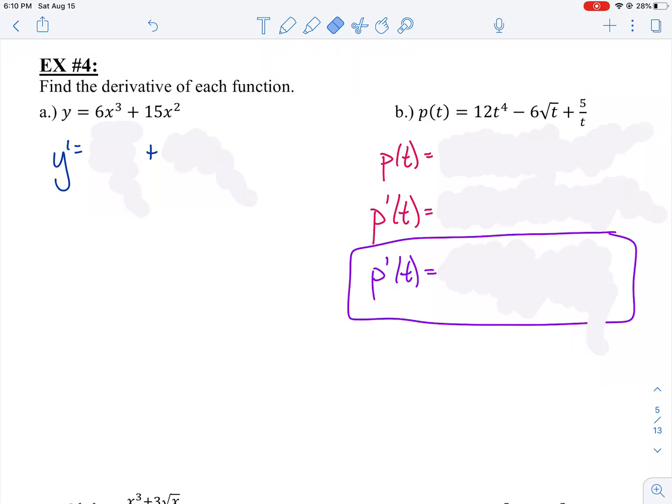All right, here's example number 4. Let's apply the derivative rules that we know. What do we know? 5 of them now, right? To help us find the derivative of all different types of functions.